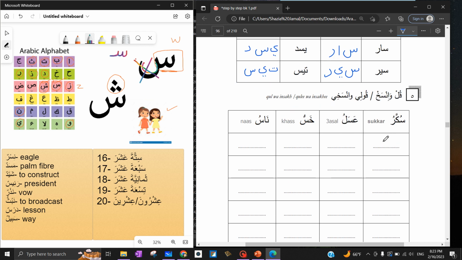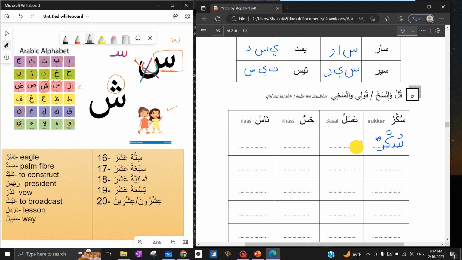Qul wa insakh means say and write or copy. Insakh means to copy. Sukkar, how do you write sukkar? Sukkar, first the W of the seen, then a small tail of the seen. Kaf and the tail with the kaf and then ra. Suk, there is a shadda on the kaf and fatha and sukkarun, tanween, dammatain.